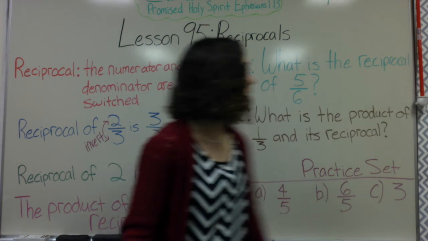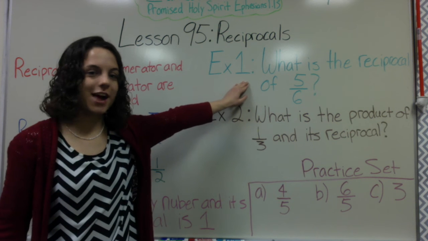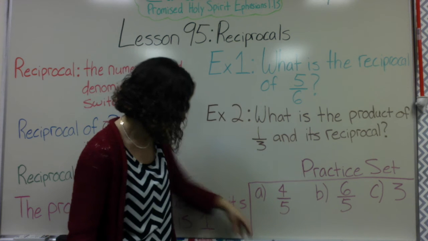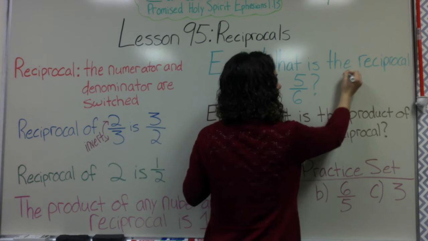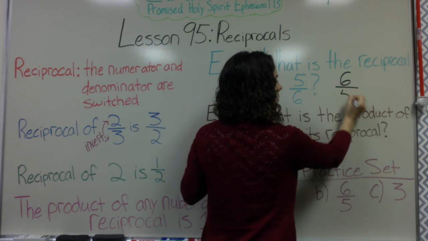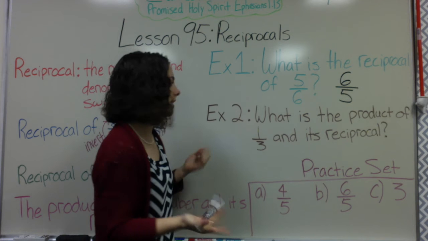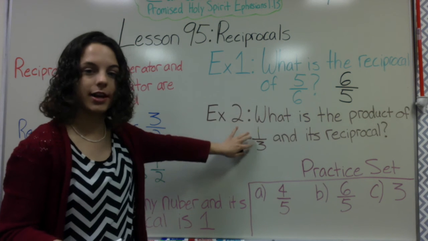So for example 1, we're going to look at what is the reciprocal of 5/6. I want you to go ahead and write that down. Should take you but a quick second. And your answer will be 6 over 5. When I invert the fraction, I switch my numerator and denominator. That's it.